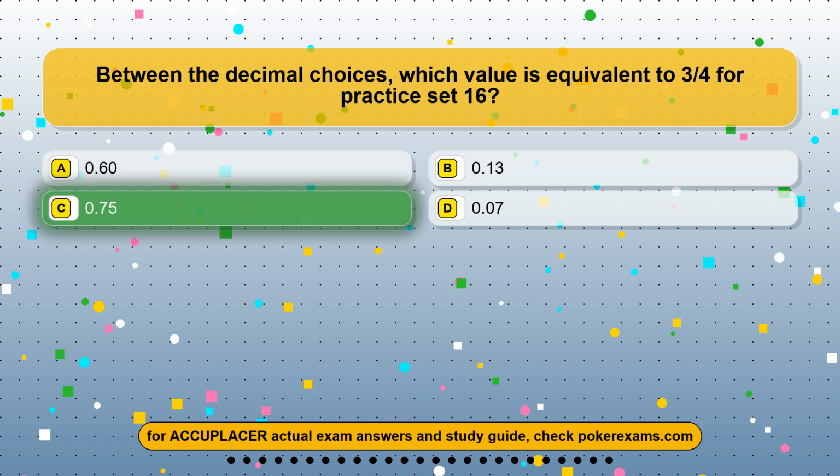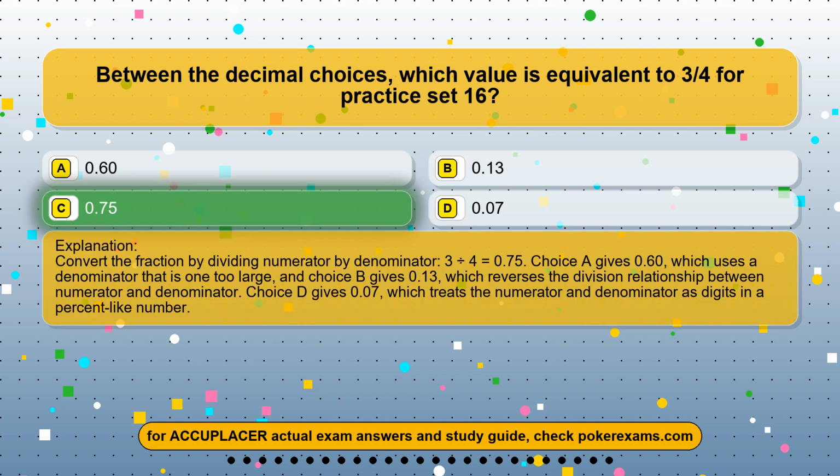The correct answer is option C, 0.75. Convert the fraction by dividing numerator by denominator. 3 divided by 4 equals 0.75. Choice A gives 0.60, which uses a denominator that is 1 too large, and choice B gives 0.13, which reverses the division relationship between numerator and denominator. Choice D gives 0.07, which treats the numerator and denominator as digits in a percent-like number.